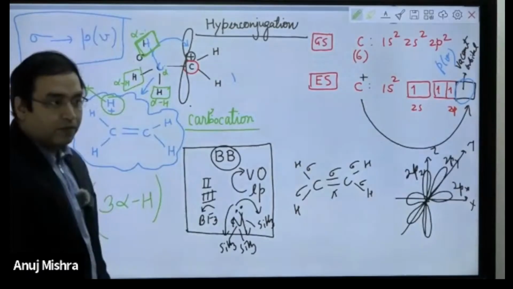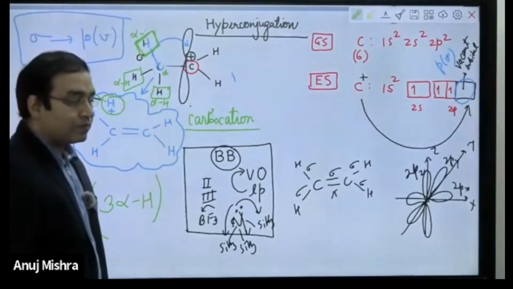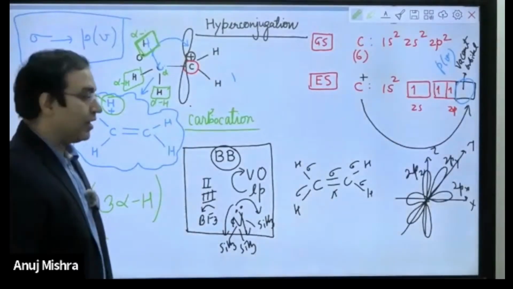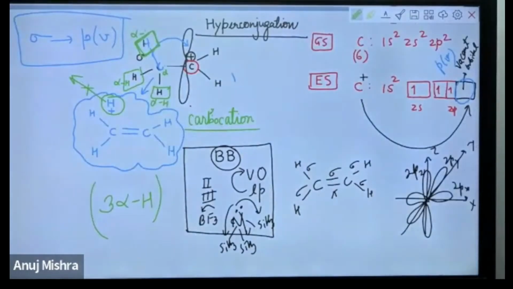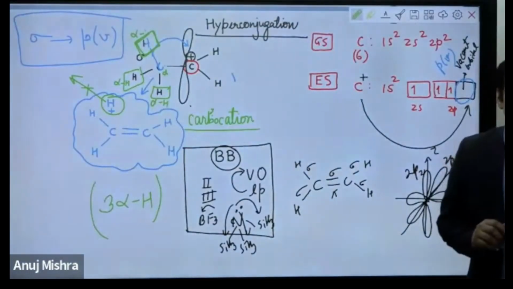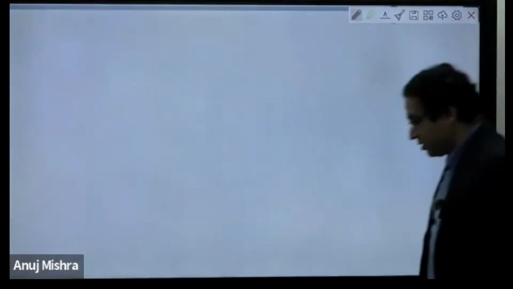Does the number of alpha H have significance, like more alpha H's means more stable? Yeah, I'll come to that. That is the next discussion. Any problem with this part? Anybody? Any issues? Can I remove this? You've written, all of you? Good. So let's understand this in a little more detail.